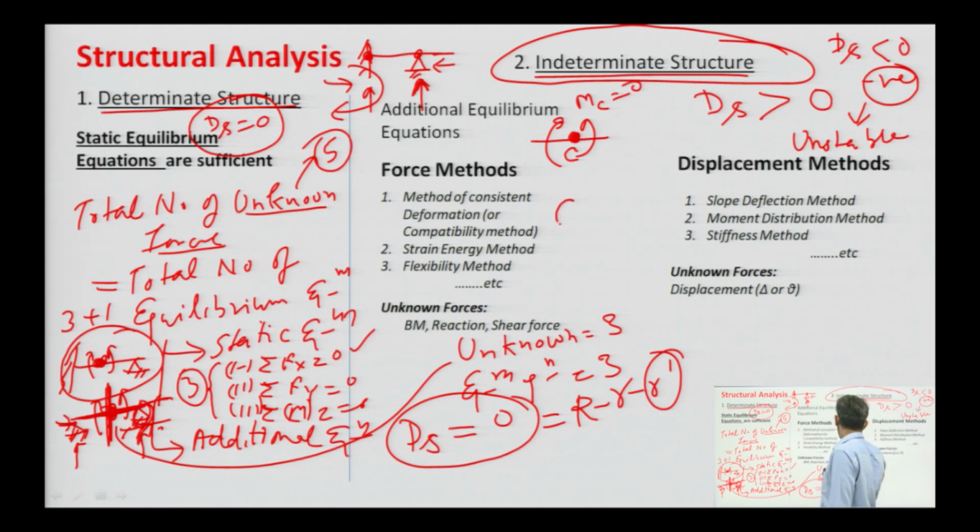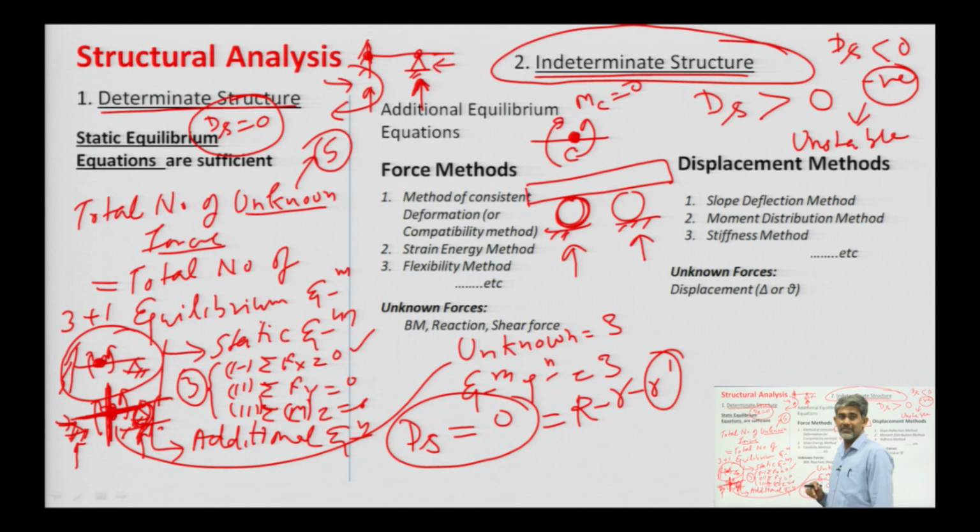Let me give one example. Say this is the beam. Say the beam is supported on 2 rollers. So, how many unknowns are here? 2 unknowns are here. 2 unknown forces are here, and available equilibrium equations are 3. So, the value of ds in this case is -1, and if it is -1, then it will be unstable.